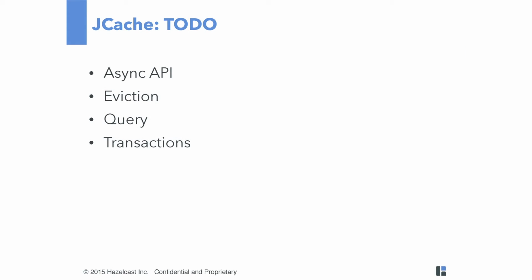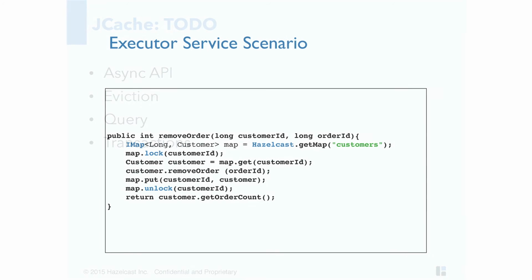So JCache is beautiful, but it's not done. We still want an asynchronous API, a query mechanism, and transactions. So they're still working on it. So let's work on a scenario. So this is my final stuff. The biggest thing, and then we're done.